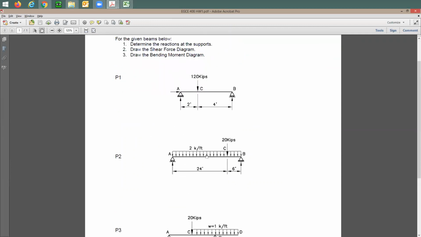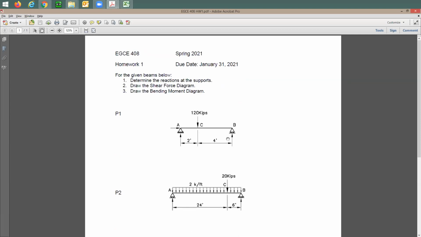In problem number 2, I start to make it a little bit more complex: you have a uniform load and also a point load at 6 feet, let's say, from the right support. The total span is 30 feet, as you see here, right? And for each one, again, I'm asking you to find the reactions at the supports. So you're going to have your 3 reactions, and then draw the shear force diagram, and then also draw the bending moment diagram. This is due, and this is going to be the norm for us, at midnight of Sunday. So it's going to be January 31st, 11:59.